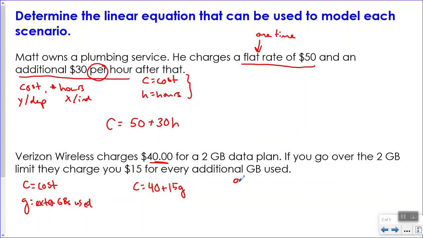Now, if we just want G to be gigabytes used, then our equation is going to look a little different. So our cost would still start with our $40 fee plus 15 times G minus 2. Since we're taking away the 2 that we get, we don't want to be charged that extra 15 unless we use more than 2 gigabytes. So either one of those will work.